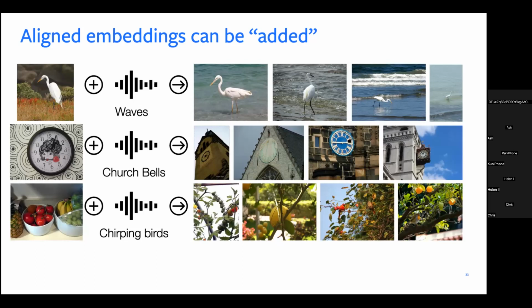The same thing exists for this clock. You have a clock and the sound of church bells. So the model does put them together. It retrieves clocks on churches or on buildings. And then when you have fruits and birds, it retrieves birds eating fruit. So it's able to combine both of these things together. So you can compose different modalities, and that really works out well.